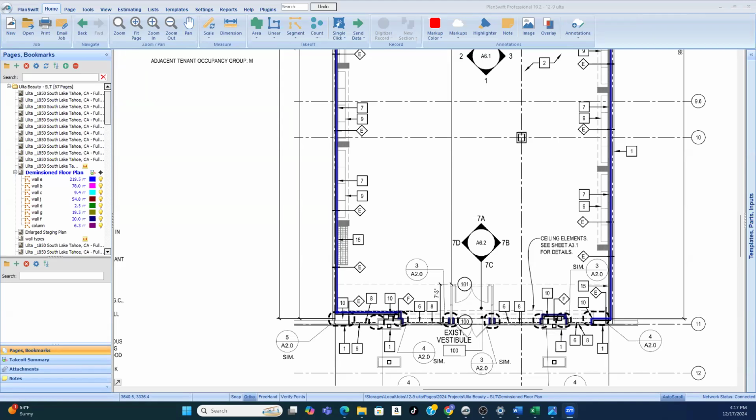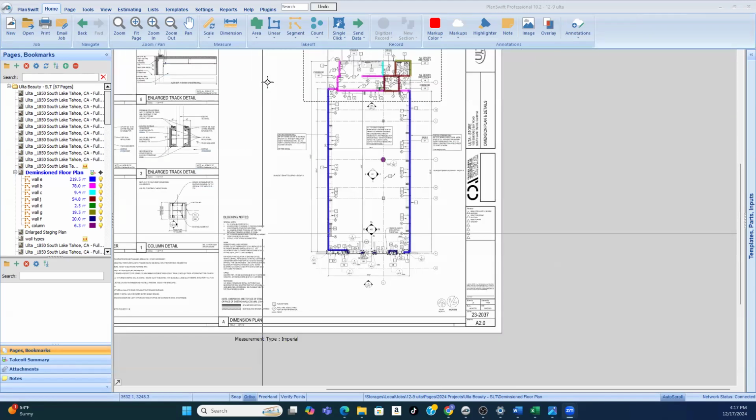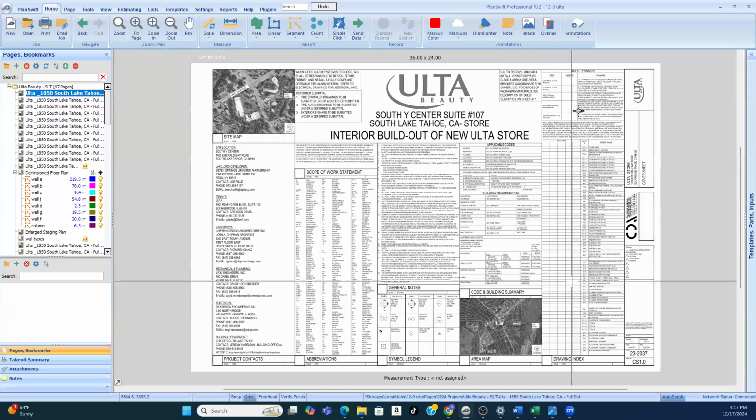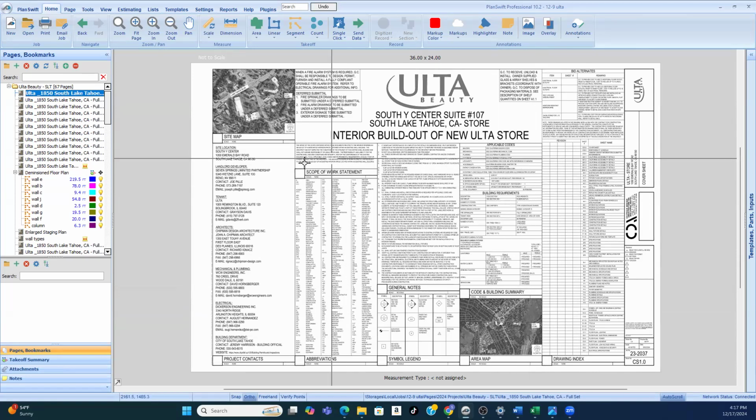Okay, so now let's look at the components of the A plan. So what are we looking at? We are looking at the plan. Let's go to when we have a set of plans. We always have the cover sheet. And the cover sheet is pretty much everything about the project. And they're usually boilerplate.